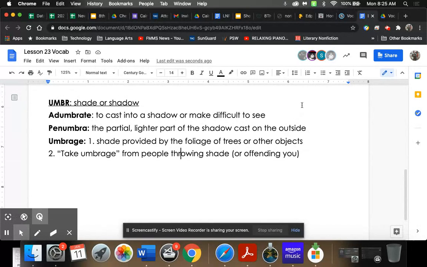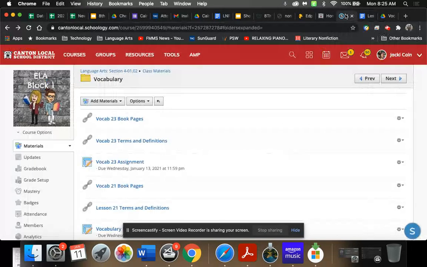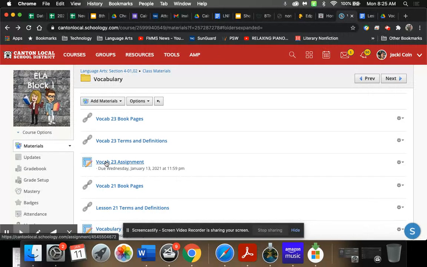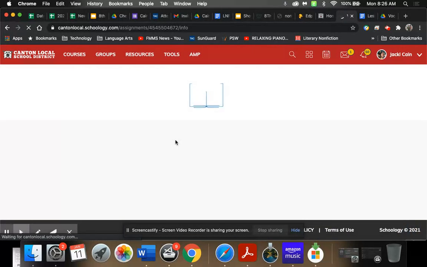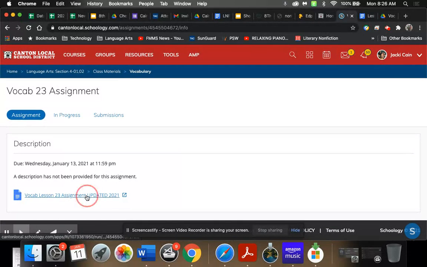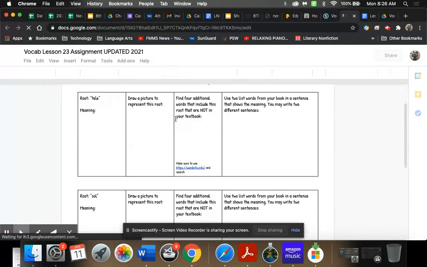So after you have written down all the definitions, your assignment, we're assigning it on Monday. It's going to be due on Wednesday. Your assignment is in Schoology in the vocab folder. It is very typical to what you've seen with the 3 boxes, and you have to find the image.